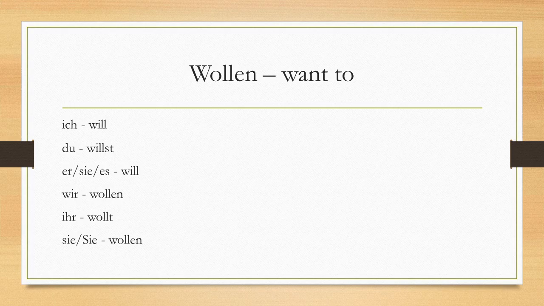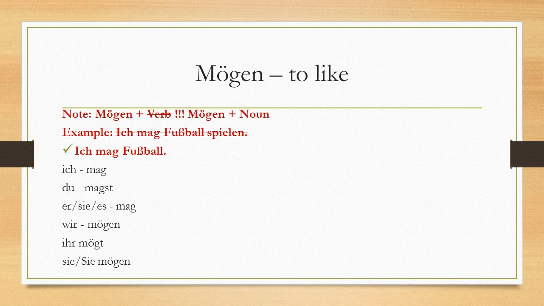Wollen has the meaning want to, and from the meaning it's understandable that if you want to do something you use wollen. Let's say ich will Deutsch lernen. Willst du mitlernen? Do you want to learn with me? Or willst du etwas essen? Do you want to eat something? In this case we can use wollen.